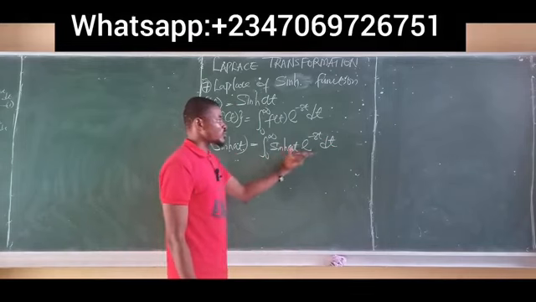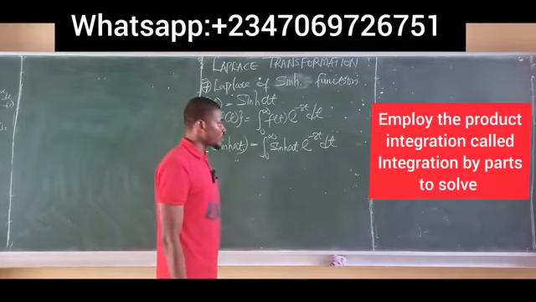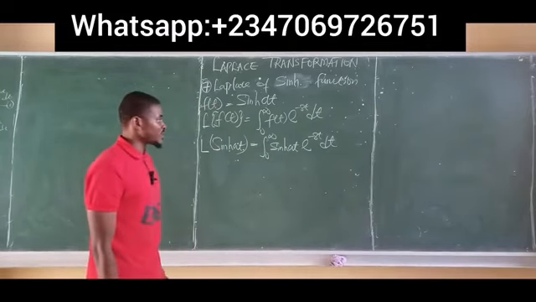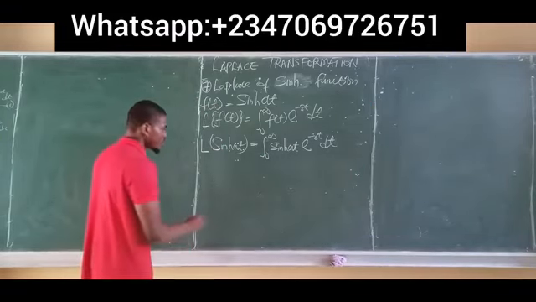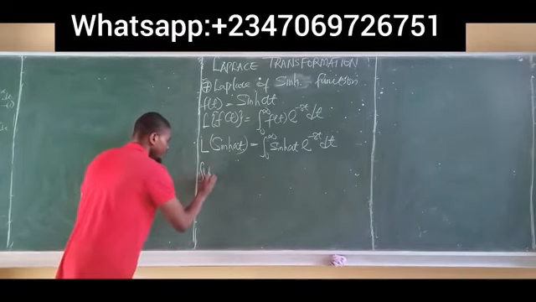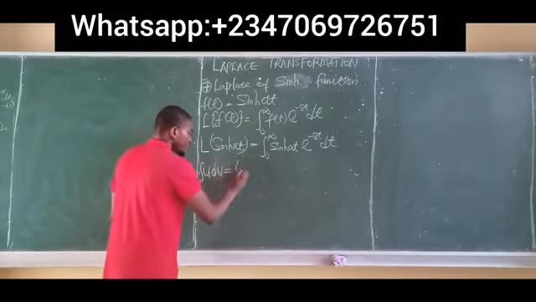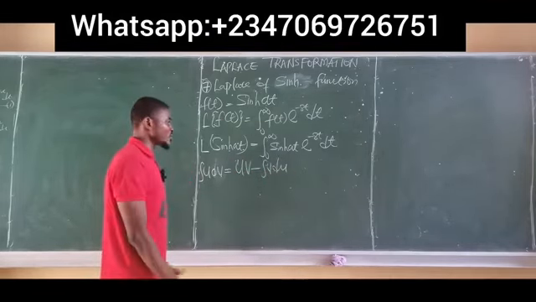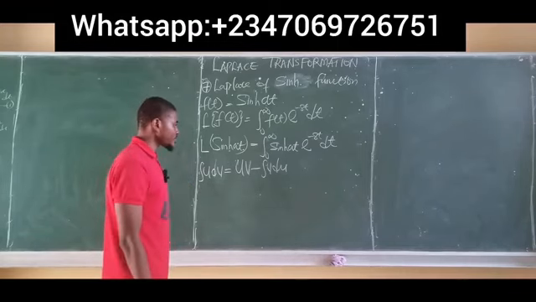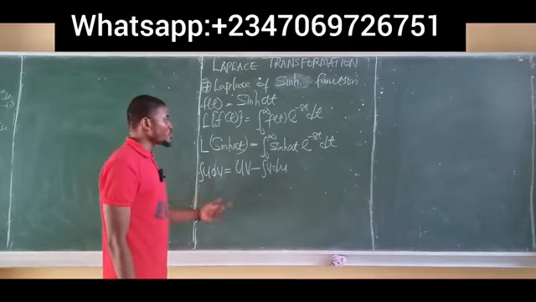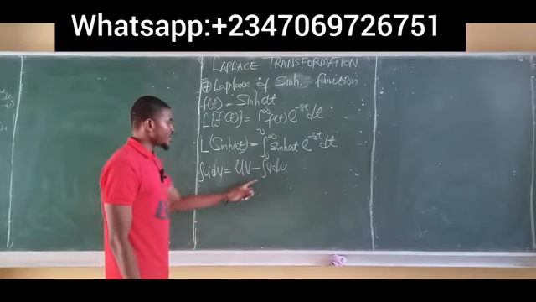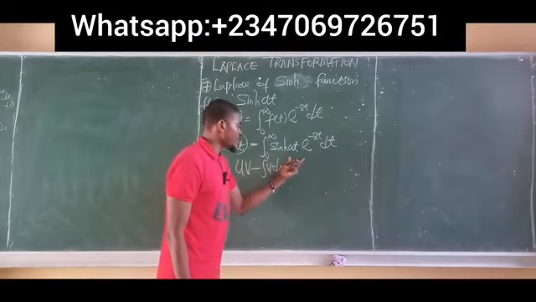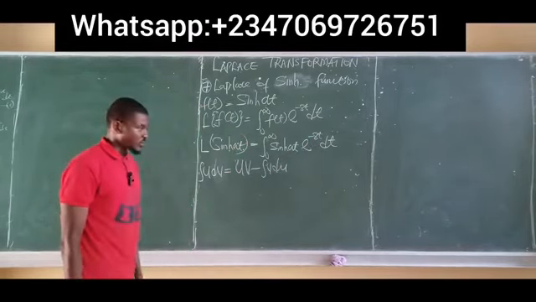Again, you're having two functions multiplying one another, which means you're going to be employing the integration by part, which is product integration. To calculate the integration by part for any given function, we simply make use of the formula integral of u dv is equal to uv minus integral of v du. This is how you solve for product integrations. Now I said that u always should be the function given to you, whereas dv remains exponential minus st dt, which is the function from the Laplace transformation.